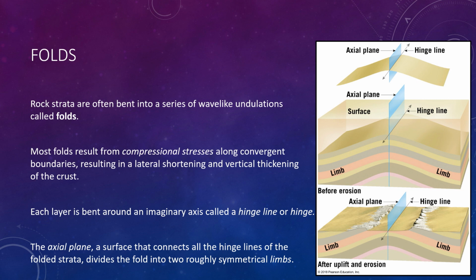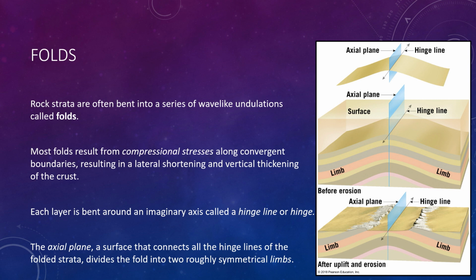Such folds come in a wide variety of sizes and configurations. Some are broad flexures in which strata hundreds of meters thick have been slightly warped. Others are very tight, even microscopic structures found in metamorphic rocks. Most folds result from compressional stresses that result in a lateral shortening and vertical thickening of the crust.